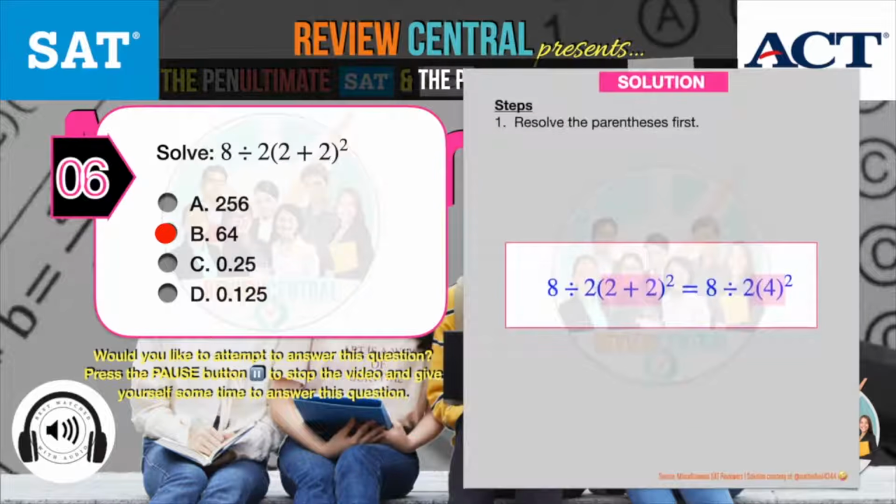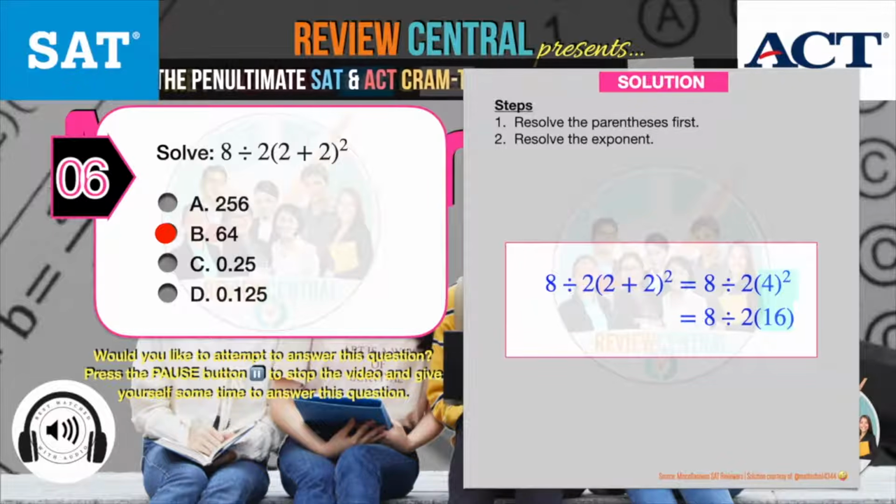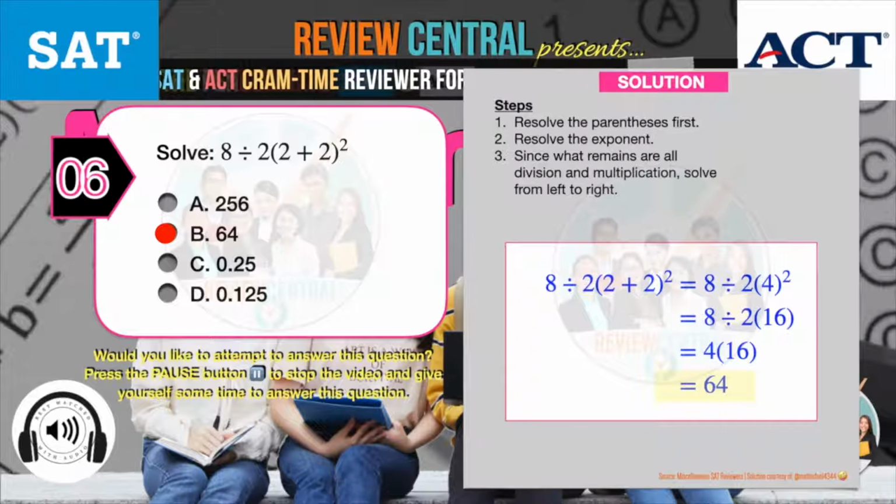Going back to our given problem, let's now apply the PEMDAS rule. Step 1. Resolve the parentheses first: 8 divided by 2 times 4 squared. Step 2. Resolve the exponent next: 8 divided by 2 times 16. Step 3. Since what remains are all division and multiplication, solve from left to right, that is 8 divided by 2 is 4, and then 4 times 16 is 64, our answer. Done.